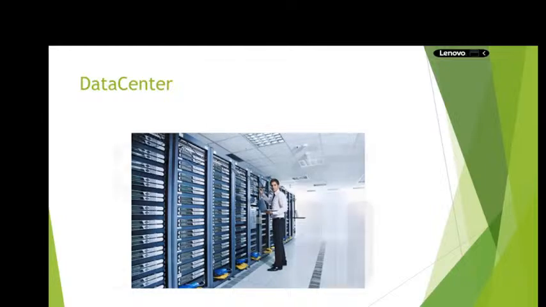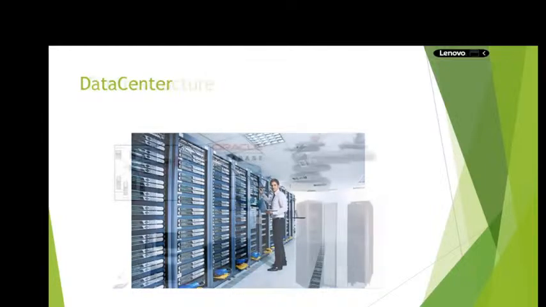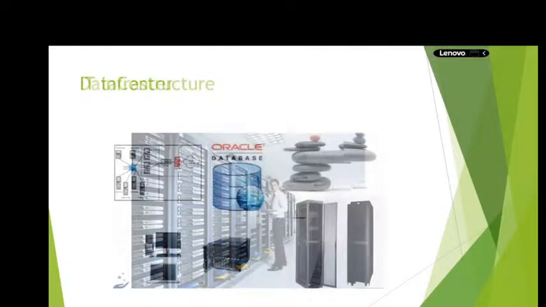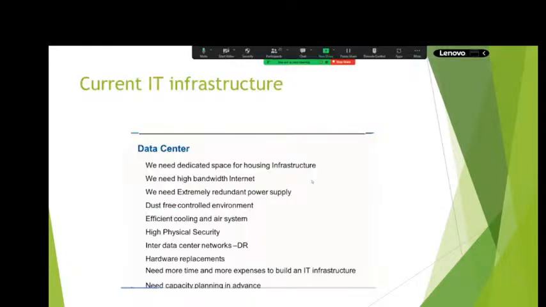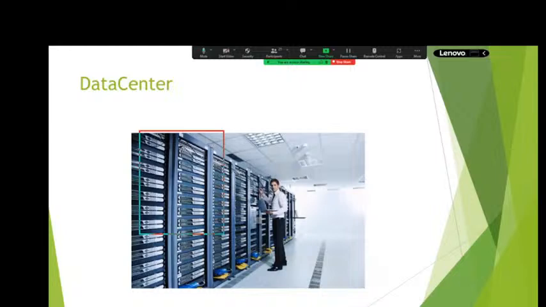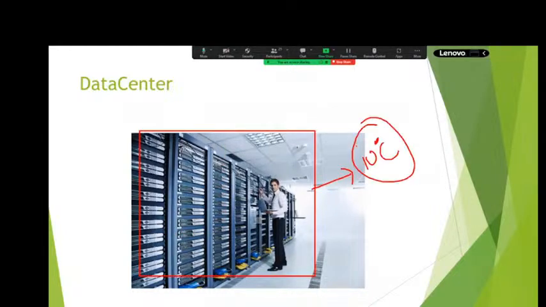Fine. Next is an efficient cooling system. If we enter the data center, you can see a temperature of less than 10 degrees Celsius. Why? Because any hardware device produces a lot of heat. In order to cool it, we should always maintain the AC temperature less than 10 degrees Celsius.